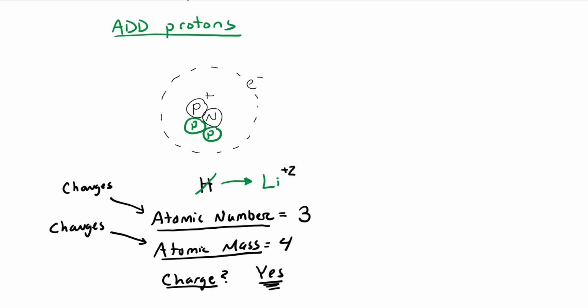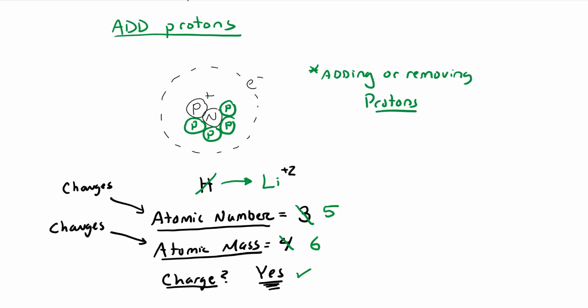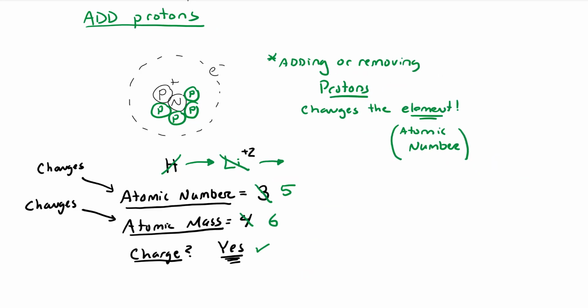Does the charge change? Yep. You have 3 positives, 1 negative. You have 2 extra protons, positive protons. Let's add a couple more protons for a total of 5. So our atomic number is 5. Atomic mass changes to 6. Charge, it becomes more positive. So if you add or remove protons, you change the element. You also change the atomic mass and you change the actual charge. I forgot to change this. Lithium will become boron with a positive 4 charge.